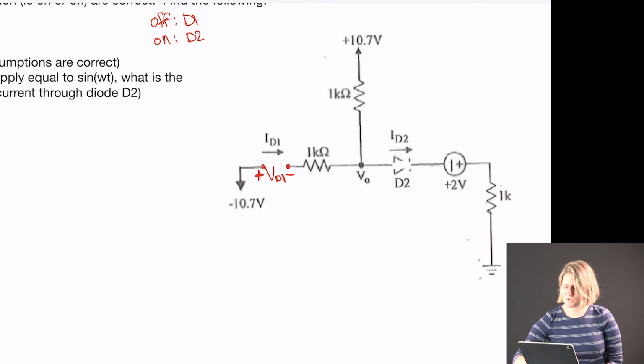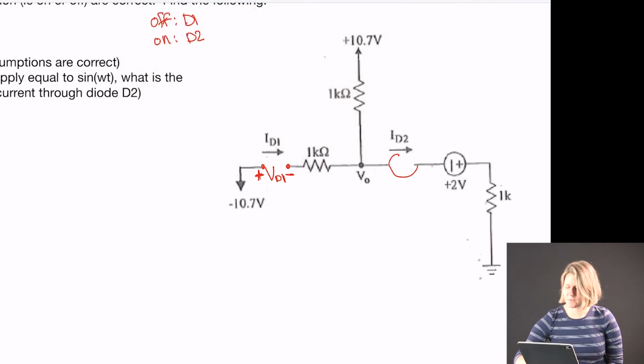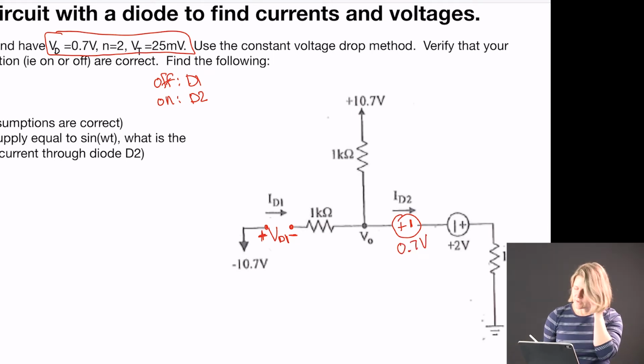For the diode 2, we're going to replace it with the same polarity as it was oriented. So that was a plus to minus, and we're going to replace it with that VD0 value, which is 0.7 in this case. So this is now our circuit, and we're going to analyze this to find ID1, ID2, and the voltage V0, and then check the voltage VD1 to make sure our assumptions are correct.